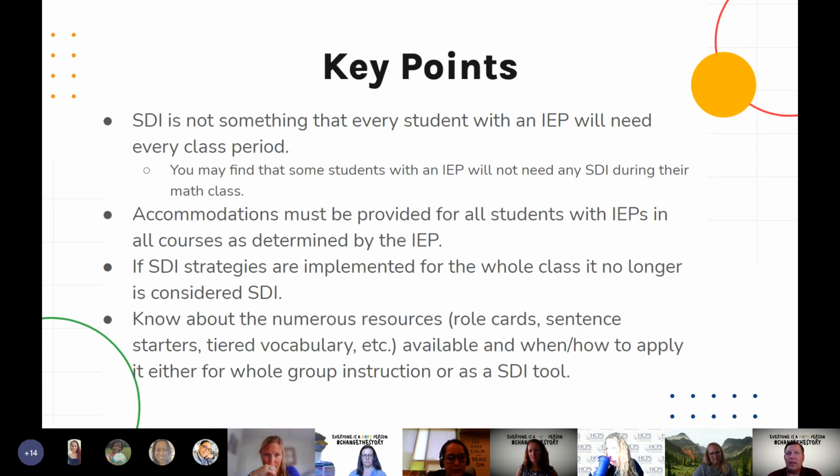I think the third bullet is a great question you all asked in the middle. If we're doing a whole class, it's not SDI, and we want you to just know about all these resources available so that when you start having conversations with your cooperating teacher, you can ping off each other, and then also share this information in your PLCs with your other teachers.